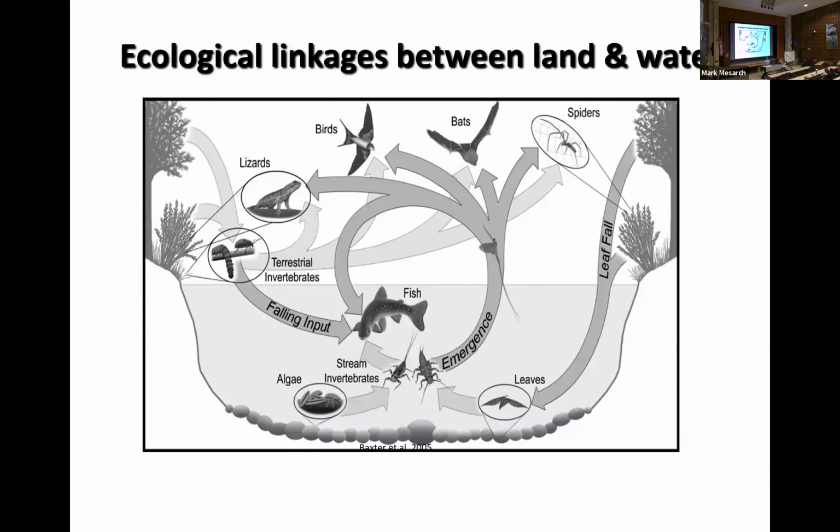To guide our investigations, we used this diagram from Colton Baxter, one of our collaborators, in a paper he published in 2005 on ecological linkages between land and water. And briefly, this shows that changes in riparian plant communities can influence the amount of terrestrial organic matter and terrestrial invertebrates entering stream ecosystems, which has consequences for fish and invertebrates and even the primary producers.